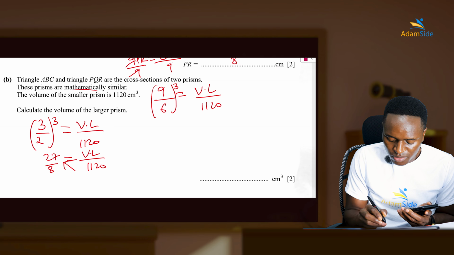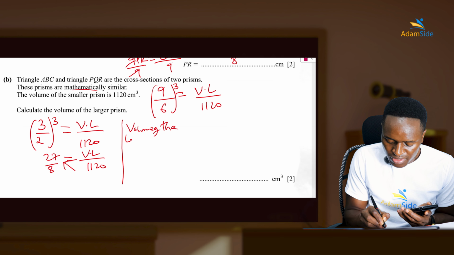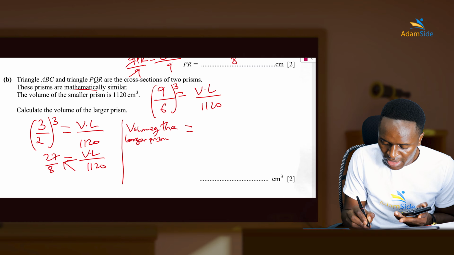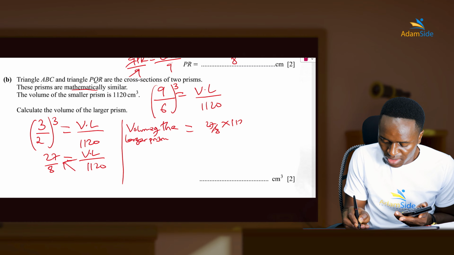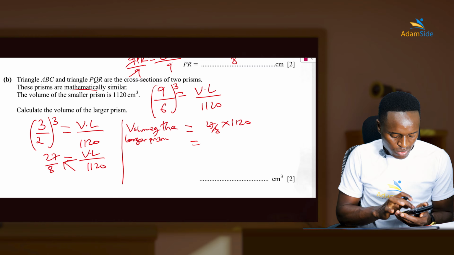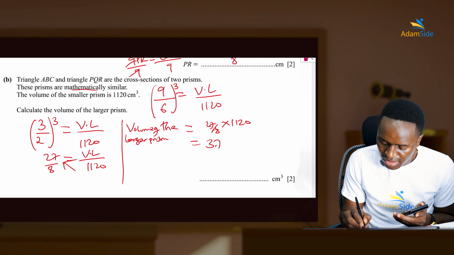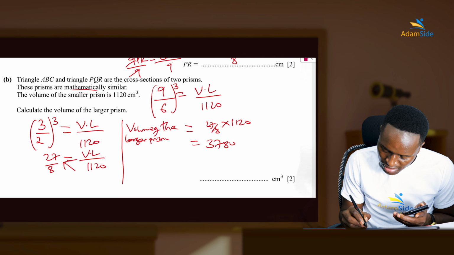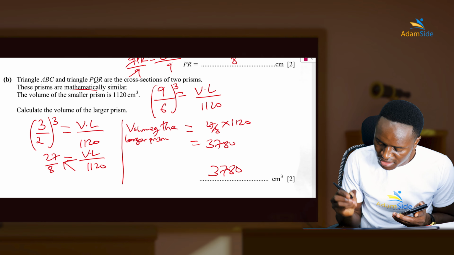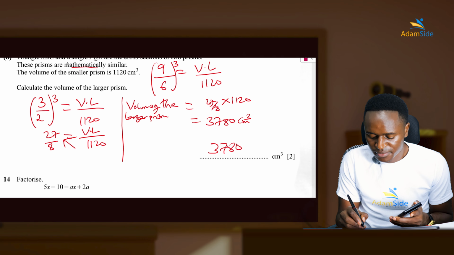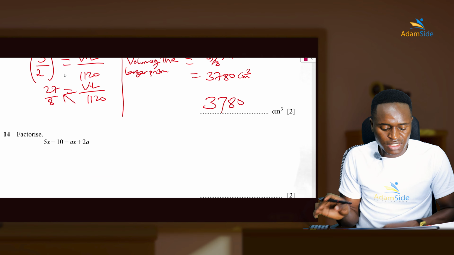So when you cross multiply, you get the volume of the larger prism will be equal to, cross multiply, 27 over 8 times 1120. What do you get? Times 1120, you will get 3780. Yeah, 3780 cubic centimeters. Correct. Write it properly. Question number 14.